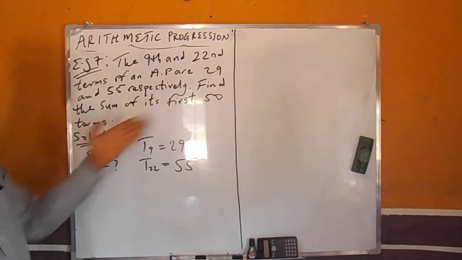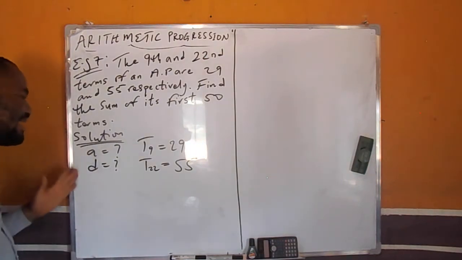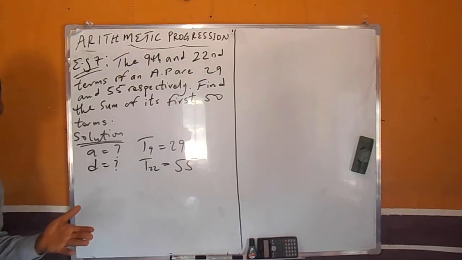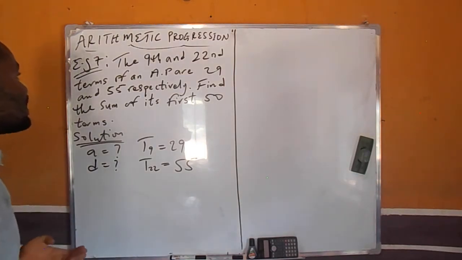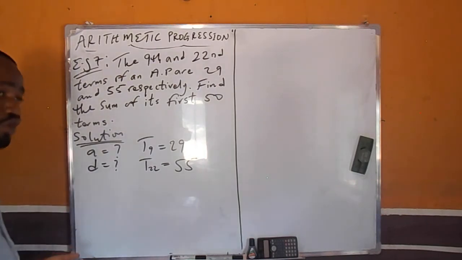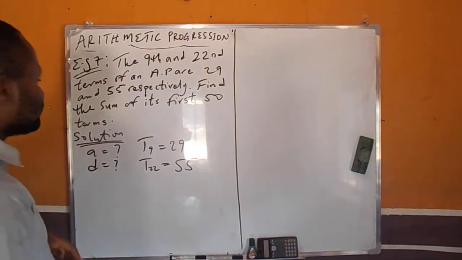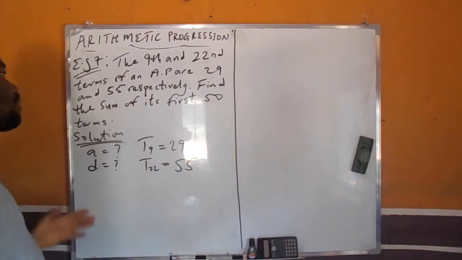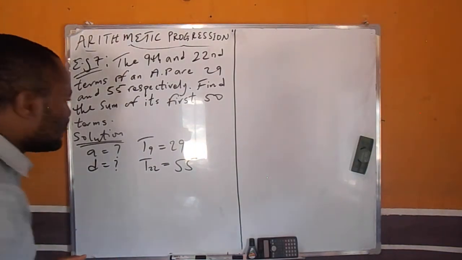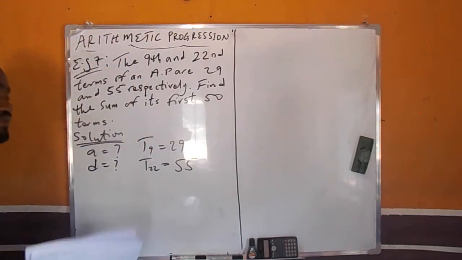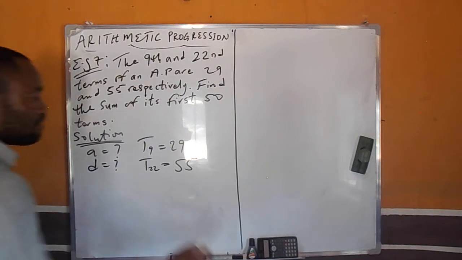To find the sum of its first 50 terms, you can't get it without first getting a and d, because in the formula for the sum of an AP, Sn equals n over 2 in bracket 2a plus bracket open n minus 1 bracket close d, you can't solve it without having your first term and common difference. Now let us check for our first term and common difference.